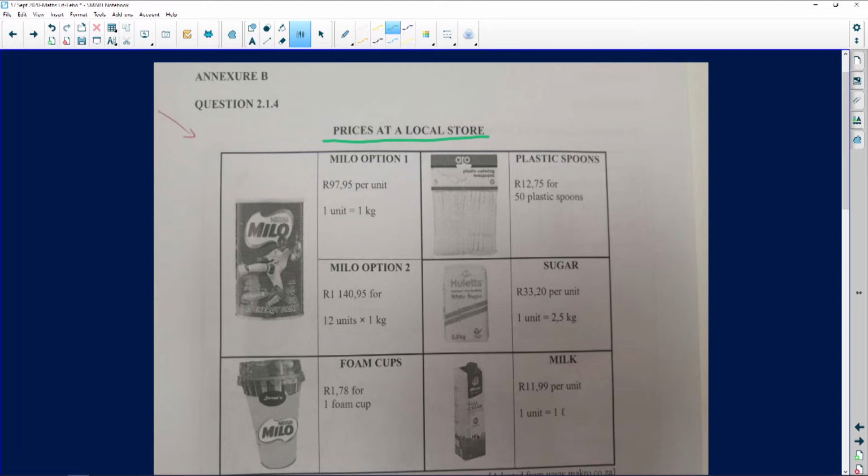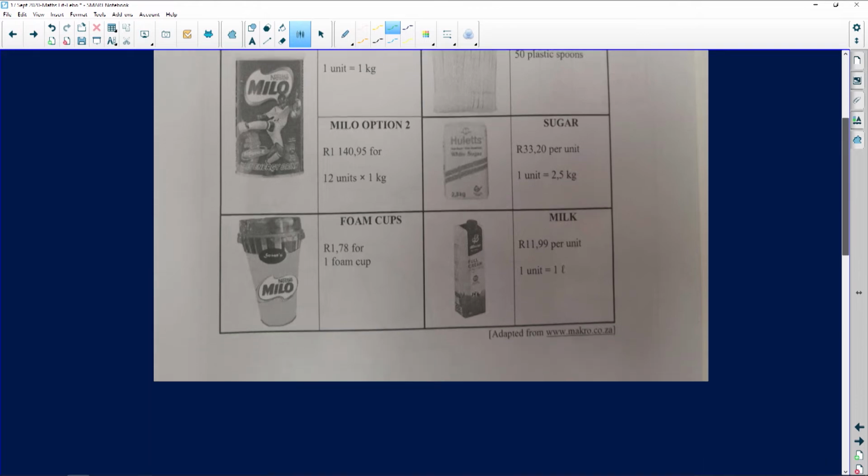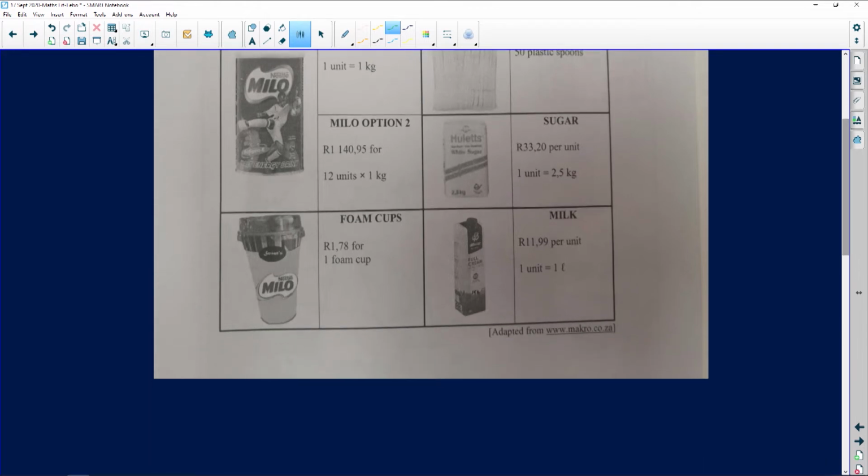1,140.95. And then we have plastic spoons, whereas you have 50 plastic spoons for 12 Rand and 75 cents. Sugar, 2.5 kgs of sugar at 33 Rand and 20 cents. And then let's go further down. Foam cups, 1 Rand and 78 for 1 foam cup. Milk, 1 liter of milk is 11 Rand and 99 cents per liter. So already we can see what we are working with. It's important for you to analyze these things. It's super important, okay?